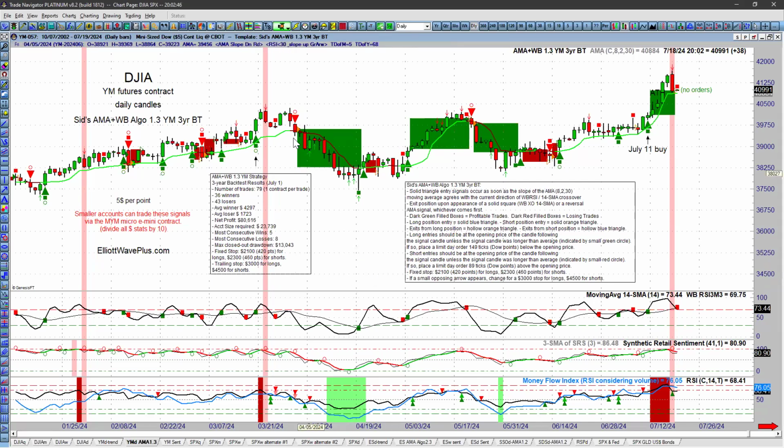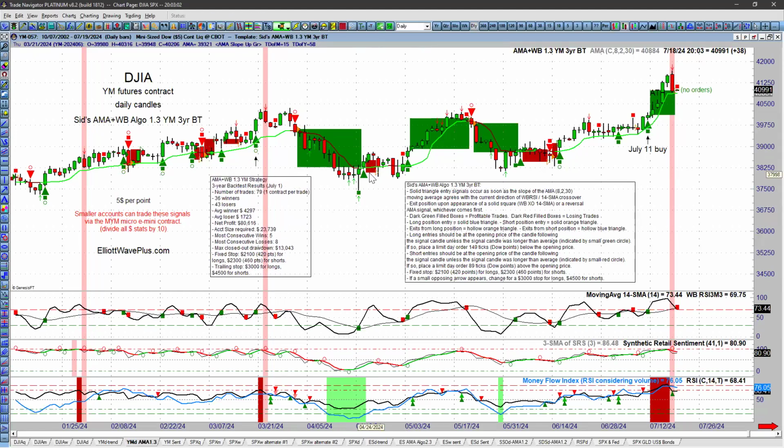And what you end up with is big winners, enough big winners to more than offset the smaller losers. Can anyone imagine why the losers are always small, but the winners are usually larger than the losers? It's because we use a protective stop. It's because we utilize a protective stop. So that's the way the algo works.